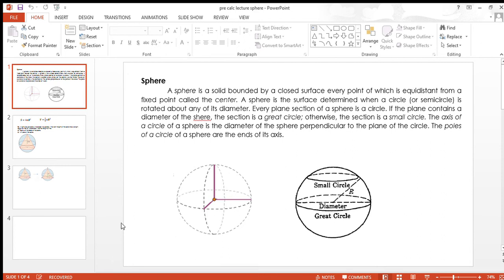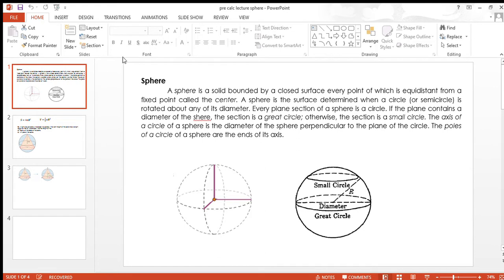Hi again to everybody. So let's now proceed with the last section of our solid mensuration part. This is the very last section of the solid mensuration part. Then we proceed to the analytic geometry part. And this will now be about the sphere.